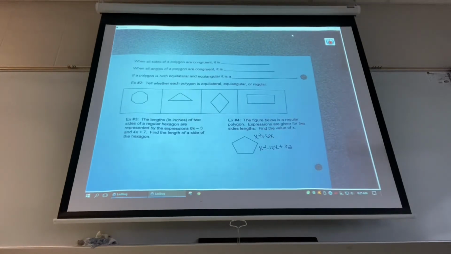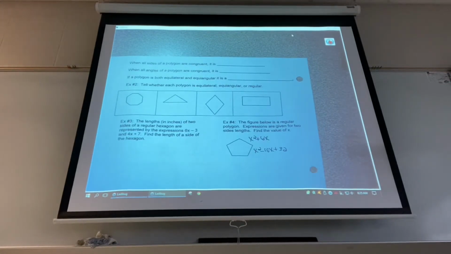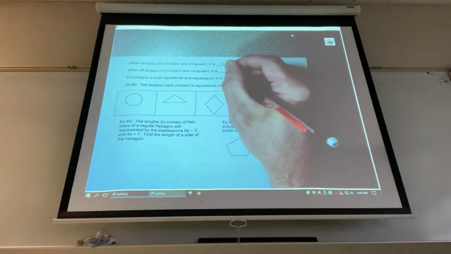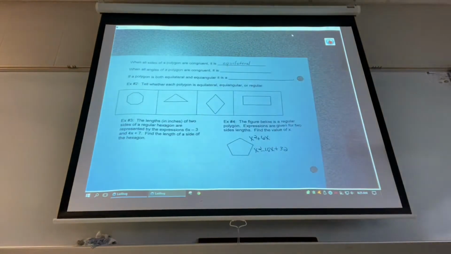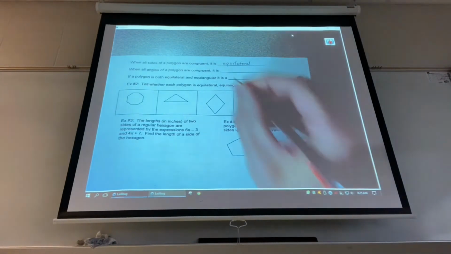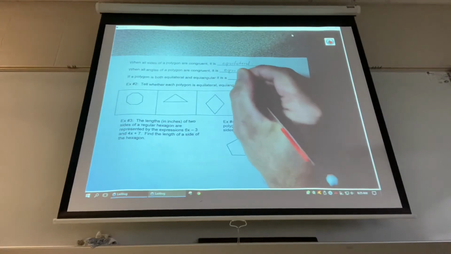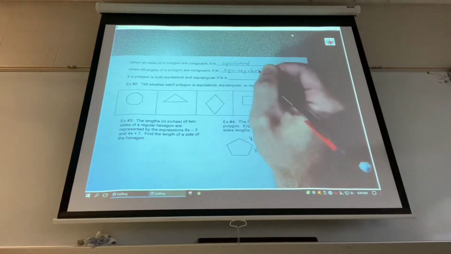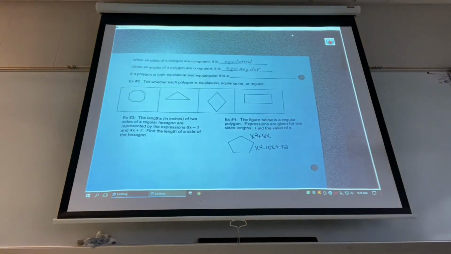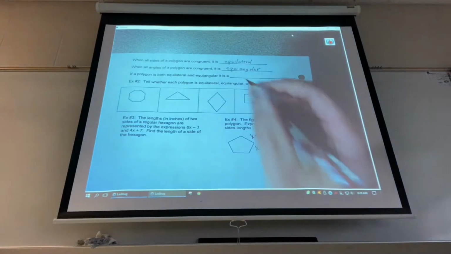Okay, so what do you suppose it's called when all sides of a polygon are congruent? Equilateral. What do you suppose it's called when all angles of a polygon are congruent? Equiangular. And a little more vocab here. If a polygon is both equilateral and equiangular, it is a regular polygon.